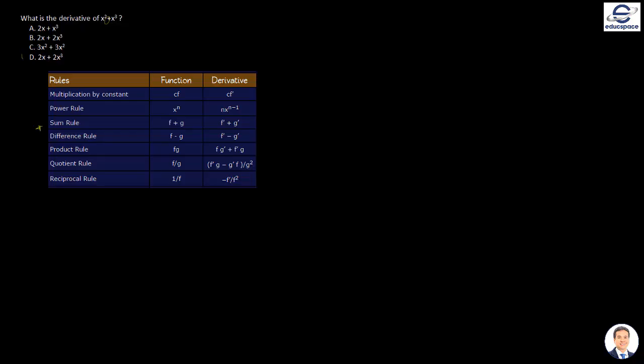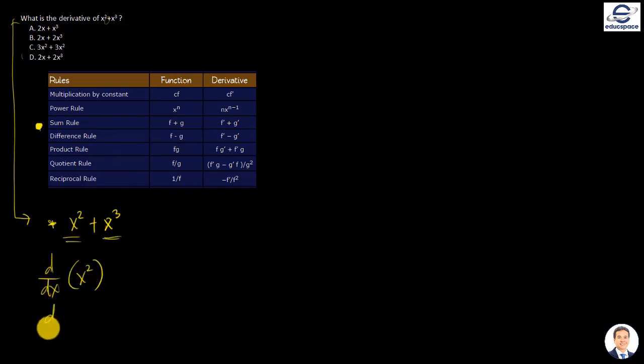What is the derivative of x squared plus x cubed? Again, this one is a sum rule. So we can write the equation here, x squared plus x cubed. To get the derivative of this, let's get the individual derivative of each term. This means that we have d over dx of x squared, and d over dx of x cubed.